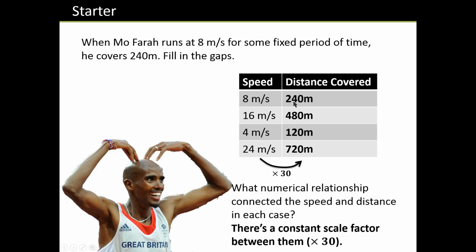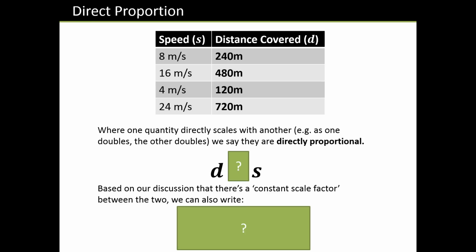And that's the idea of direct proportion. The idea that two things are linked by one number. In this case, it's times 30. The relationship between them is times 30. And it happens quite a bit, I guess. Anyway, let's just move on and we'll see what I mean.